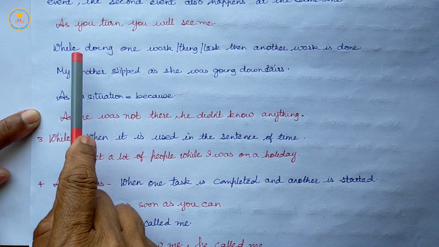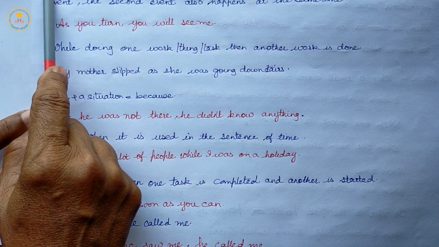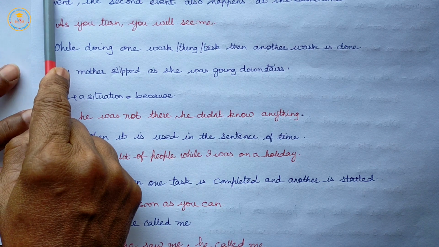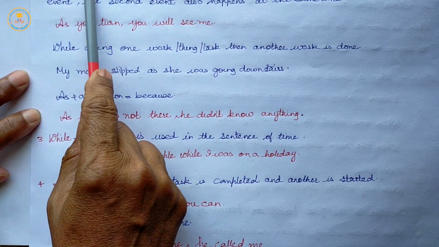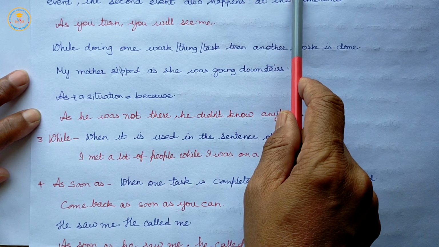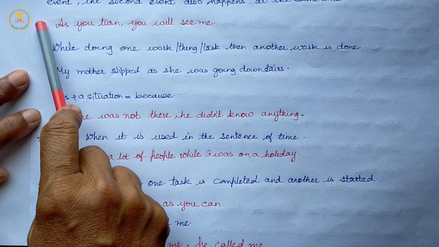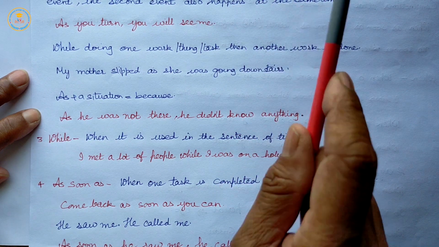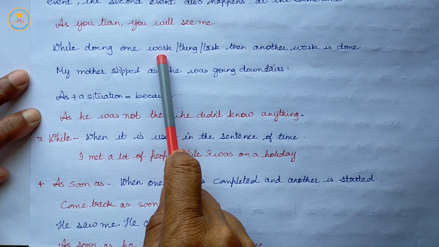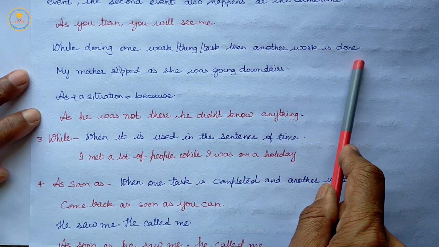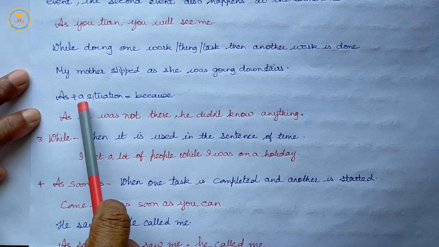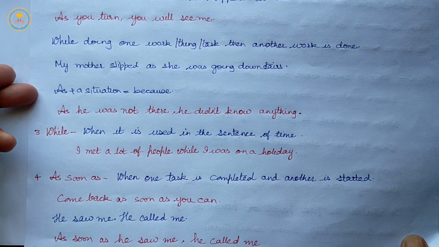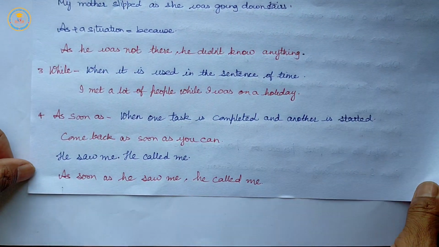So, here are the rules or steps related to the subordinating conjunction as in the adverbial clause of time. When two events occur simultaneously, or with the completing of one event, the second event also happens at the same time. While doing one work, another work is done. As plus a situation, that is a reason, or you can say because. So let us move to next, while.